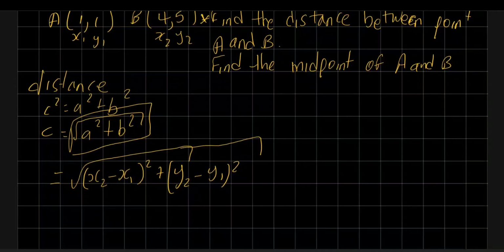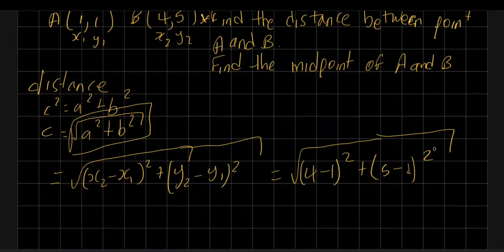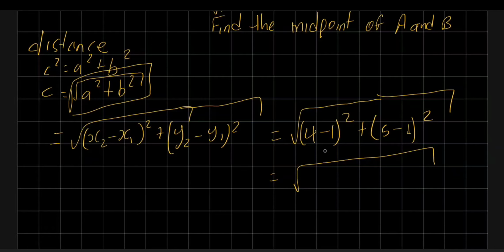So let's plug in what we know now. This will be the square root of (x2, which is 4, minus x1, which is 1) all squared, plus (y2, which is 5, subtract y1, which is 1) all squared, and the square root of that. So this will now be equal to the square root of 4 subtract 1 will be 3 squared, plus 5 subtract 1 will be 4 squared.